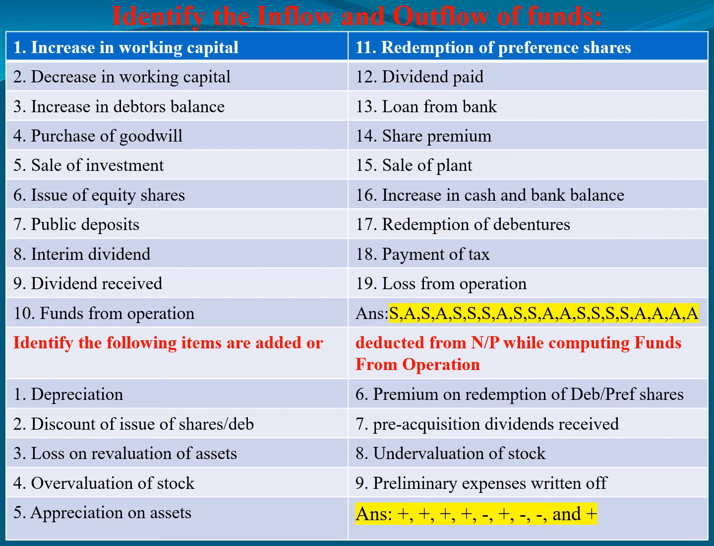The second one, identify the following items, whether added or deducted from net profit while computing funds from operation. Depreciation is a non-fund item added back to the profit. So I have shown the answer here. Plus discount on the issue of shares or on debentures. It is a non-fund item, but it is debited to profit and loss account, hence added back.